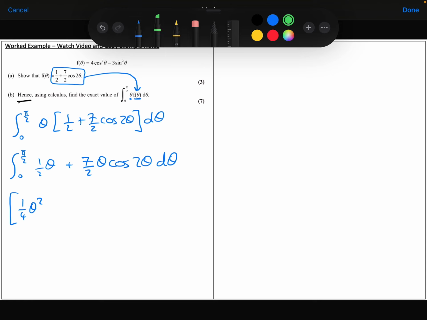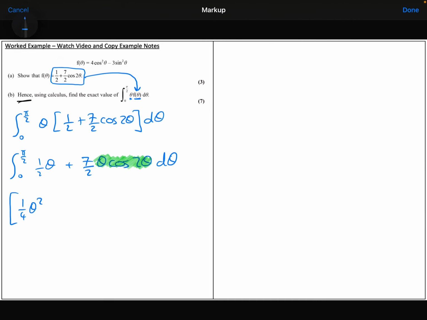Now, this second one's going to be a bit more awkward to do: 7 over 2 theta cos 2 theta. Right, now this is a product of two functions, so I'm going to use integration by parts to do this. So just on the side up here, let's find out what the integral of theta times cos 2 theta d theta is. I'll work out what it is, and then I'll times by the 7/2 afterwards.